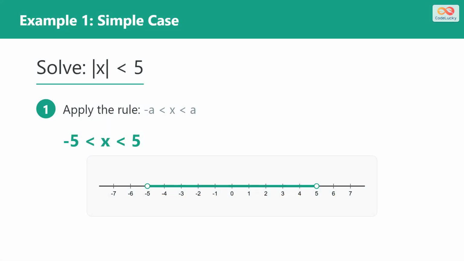Let's try a simple example. Solve absolute value of x is less than 5. Applying our rule, we simply sandwich x between -5 and +5. The solution is -5 is less than x is less than 5. Graphically, this is the region between -5 and 5.